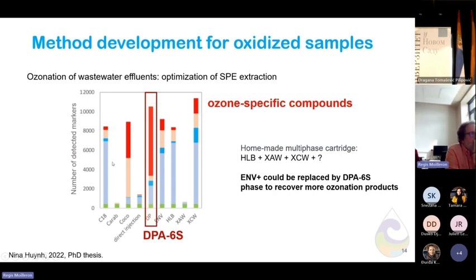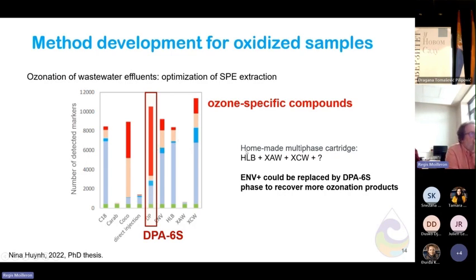Recently, we had a PhD student, Nina Wynn, who performed some experiments on different types of cartridges to know if the method we had with the 4 phases was really interesting specifically for wastewater effluents that were ozonated. So for the extraction of ozone-specific compounds produced during ozonation. And she found out that with the specific cartridge, this one, DPA6S, we could have a more important proportion in red here of products formed after ozonation.